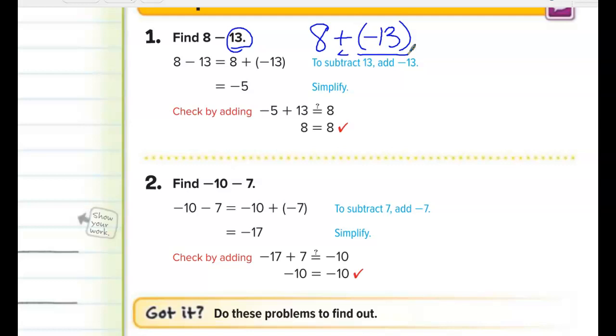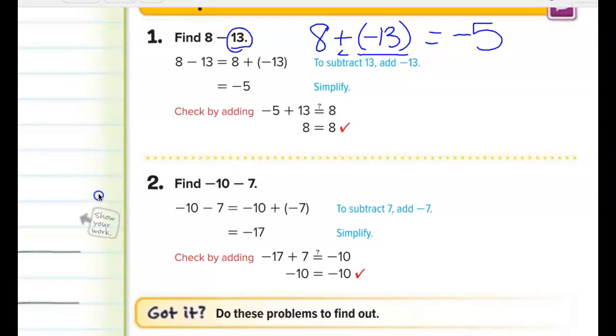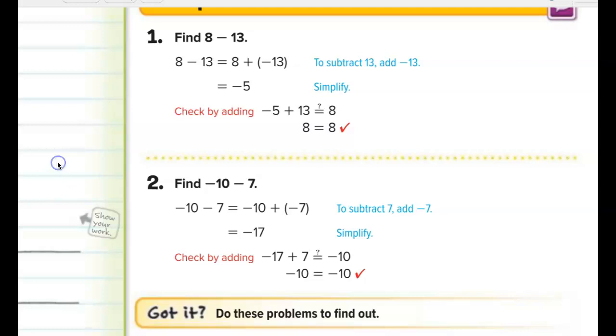So do I have more positives or negatives? I have more negatives, and how many more negatives do I have? 5, so my answer is negative 5. Technically you're just doing it like a negative 7, but you put the parentheses. We're rewriting our subtraction sentence as an addition sentence.